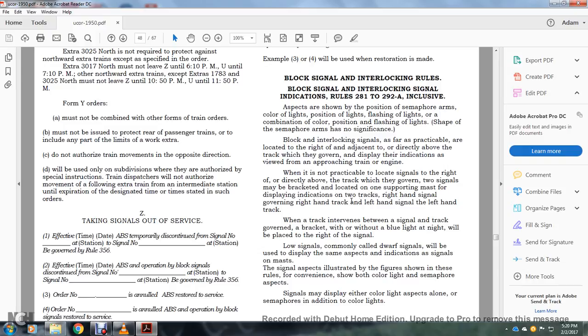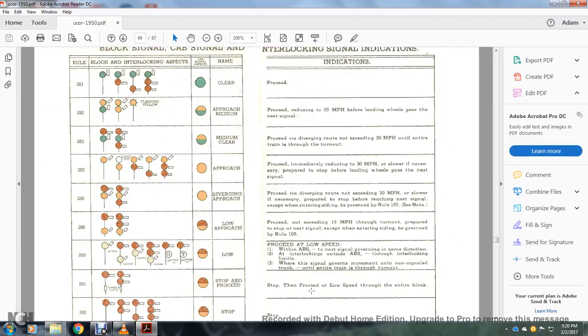two-track right-hand signal governing the right-hand track, left-hand signals on the left-hand track. When a track intervenes between the signal and the track governed, the bracket, with or without a blue light at night, will be placed on the right of the signal. Low signals, commonly called dwarf signals, will be used to display the same aspects. Signal aspects illustrated with the figures shown in these rules for convenience show both color and semaphore aspects. Signals may be displayed either in color light aspect alone or with semaphores in addition to the color lights.